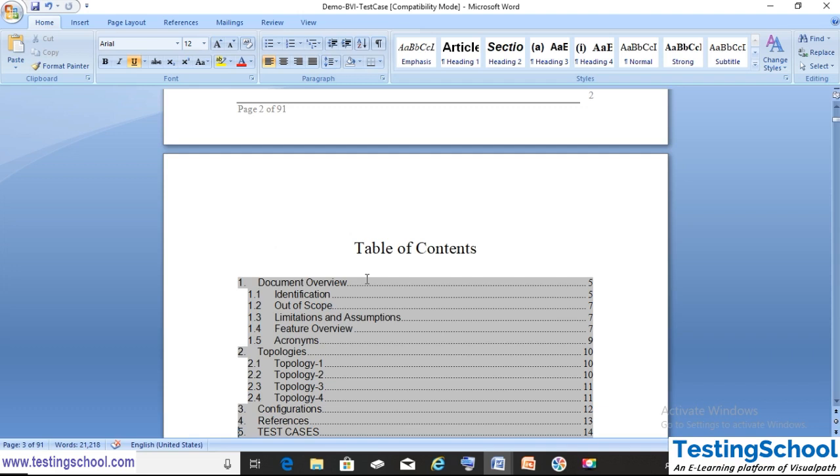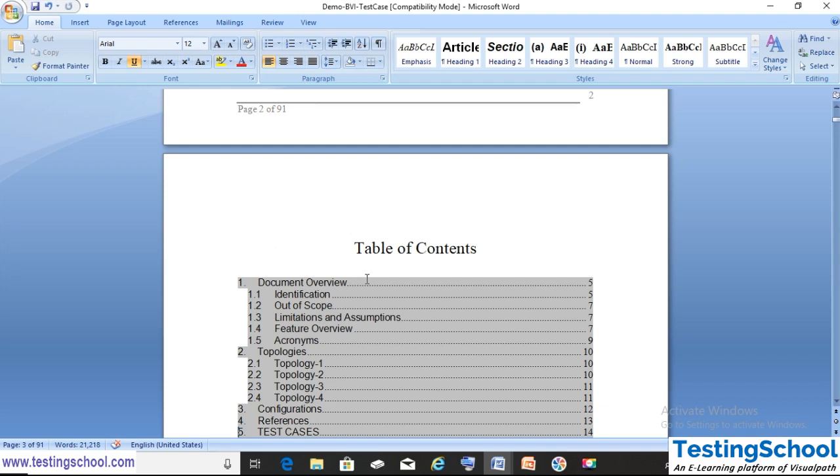So you can see here identification, out of scope, limitation and assumption, feature overview, acronym. So what we'll see for example, for feature overview, when you are testing this BVI, so in BVI feature, suppose it is a big feature, and now you can divide this protocol also into 5 different functionality or 5 different sides of this feature. So you have taken one particular side of this feature. Out of these 5 sides, you have taken one particular side, and that you are going to test it thoroughly in this test plan.